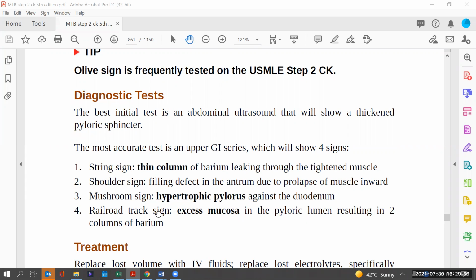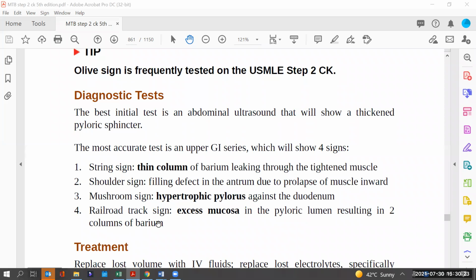Okay, so mushroom sign is hypertrophic pylorus against the duodenum. So you can see what the mushroom sign is. This hypertrophy of the pylorus muscle can give it. Hypertrophic pylorus against the duodenum. The duodenum, of course, is a small narrow tube, and you can see this hypertrophied pylorus, so that will give you a mushroom sign. In a mushroom, the bigger portion is the hypertrophic pylorus, and the smaller stalk is just like the duodenum.